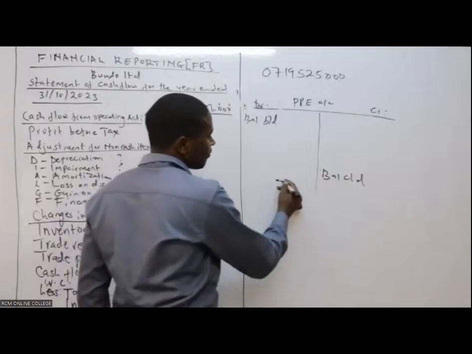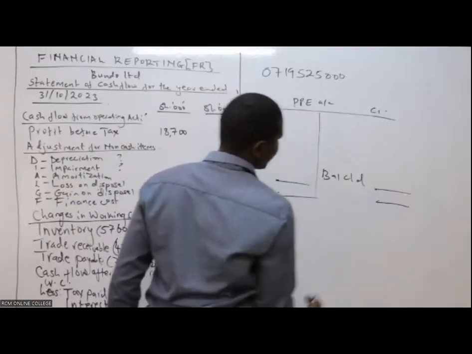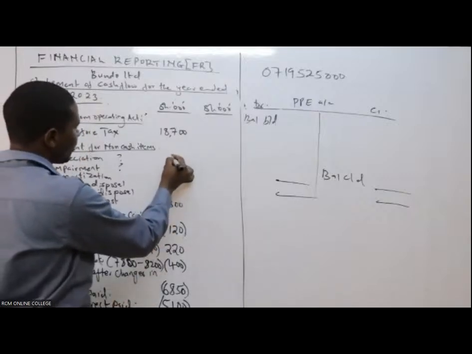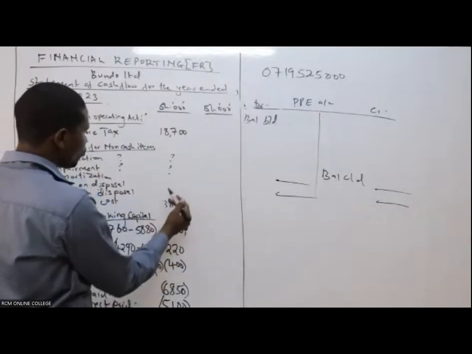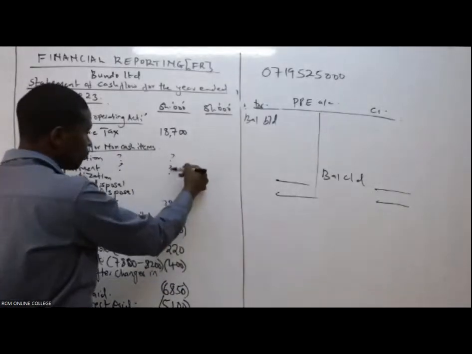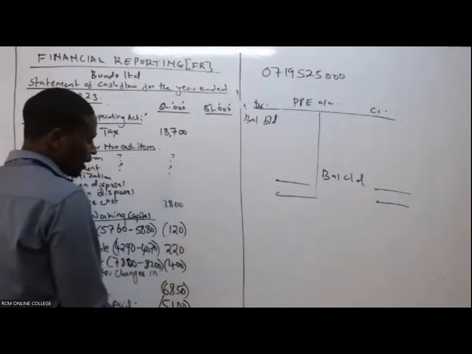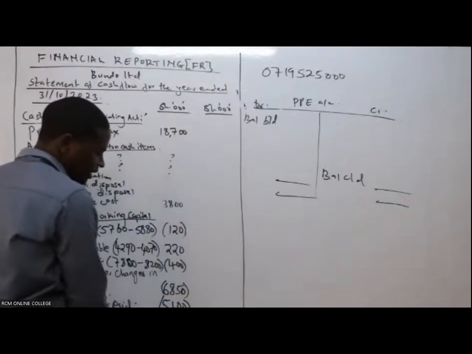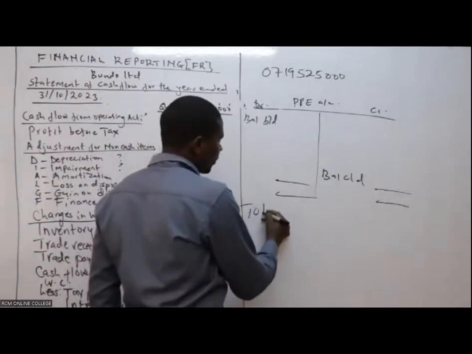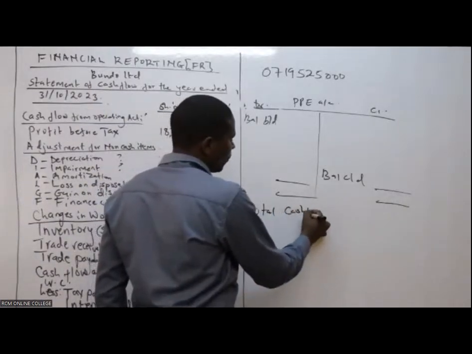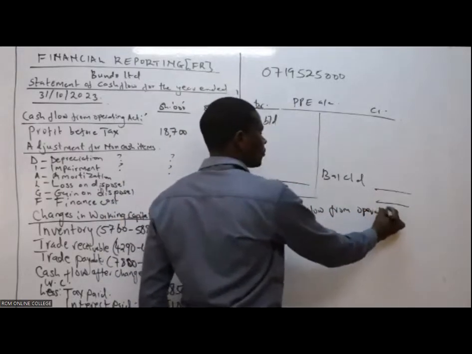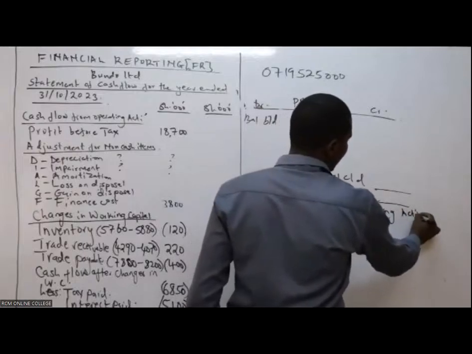Please do me a favor. Go and do that as an assignment, because the two items are the one remaining here for us to do. And remember, these two are subtracted in our income statement. Therefore, you will be adding them. Then you sum all these and get total cash flow from operating activity. So that's in our next meeting.